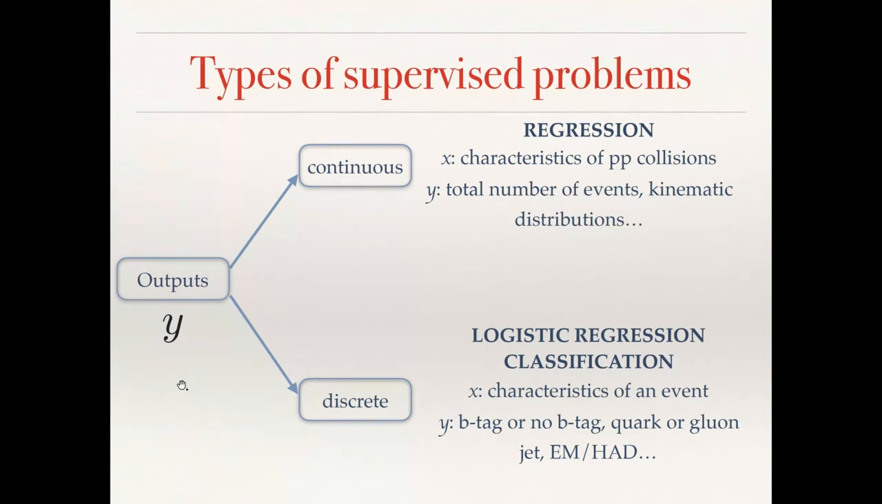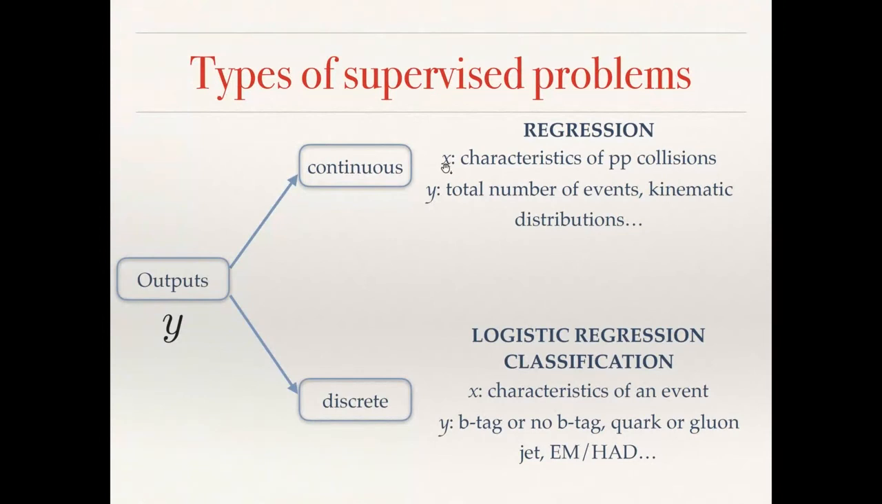And then in supervision, you will have the data and the labels, the outputs, if you want, that I always denote as Y. And the outputs can be of different types. It could be a continuous variable, or it could be a discrete variable. If it's continuous, you call this a regression problem.